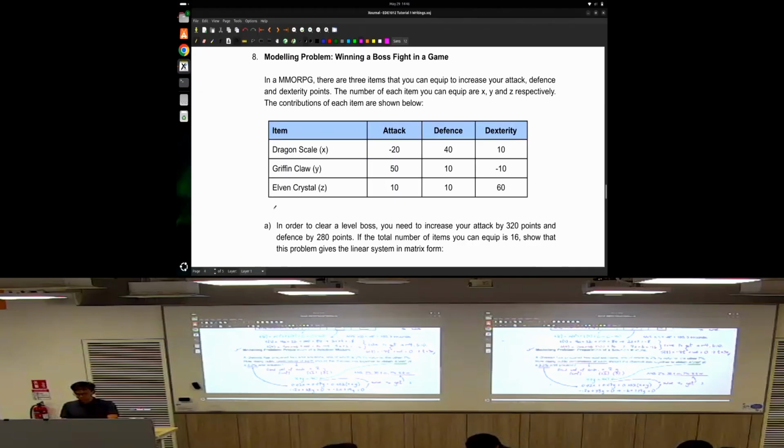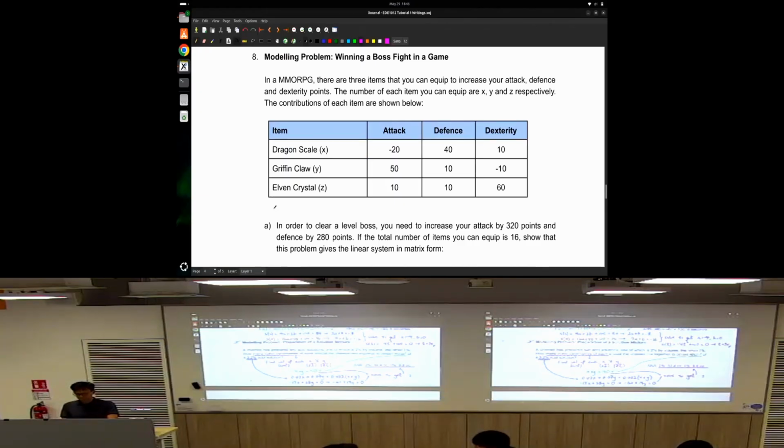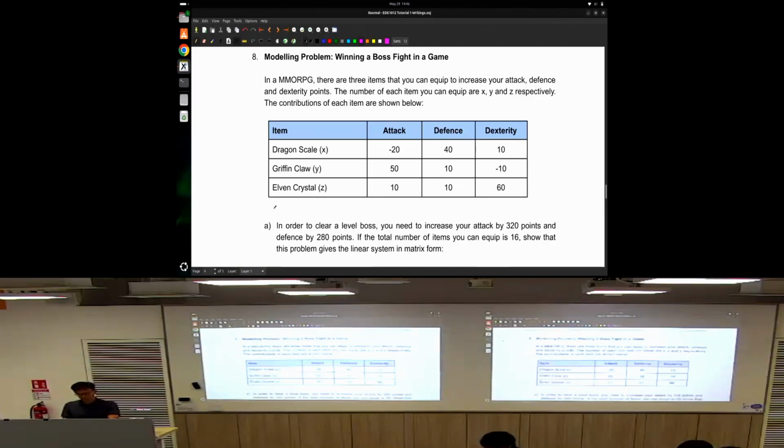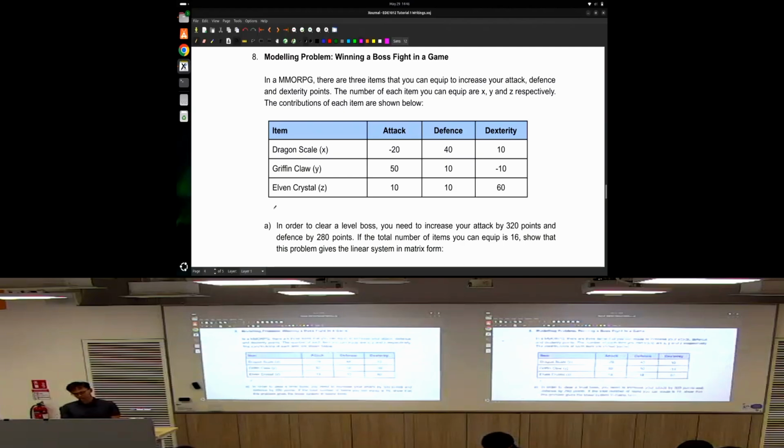Winning a boss fight in a game. Okay, so in this MMORPG, which stands for multiplayer, what's the other M? I cannot remember what the MMO represents, but I know RPG is role-playing game. There are 3 items that you can equip to increase your attack, defense, and dexterity points. And the number of each item you can equip is x, y, z respectively. So you got 3 items now, let's say Dragon Scale, Griffin Claw, and Elven Crystal, x, y, z respectively.